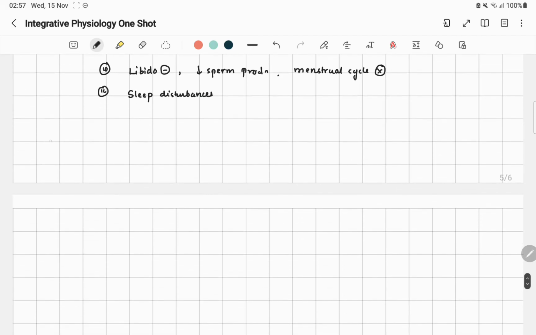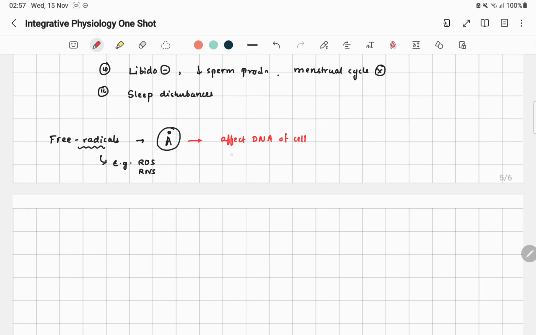Then what is the relation of free radicals in aging? Free radicals are reactive oxygen species and reactive nitrogen species. What they do, free radicals are capable of doing damage at cellular levels, affecting the DNA of the cell.